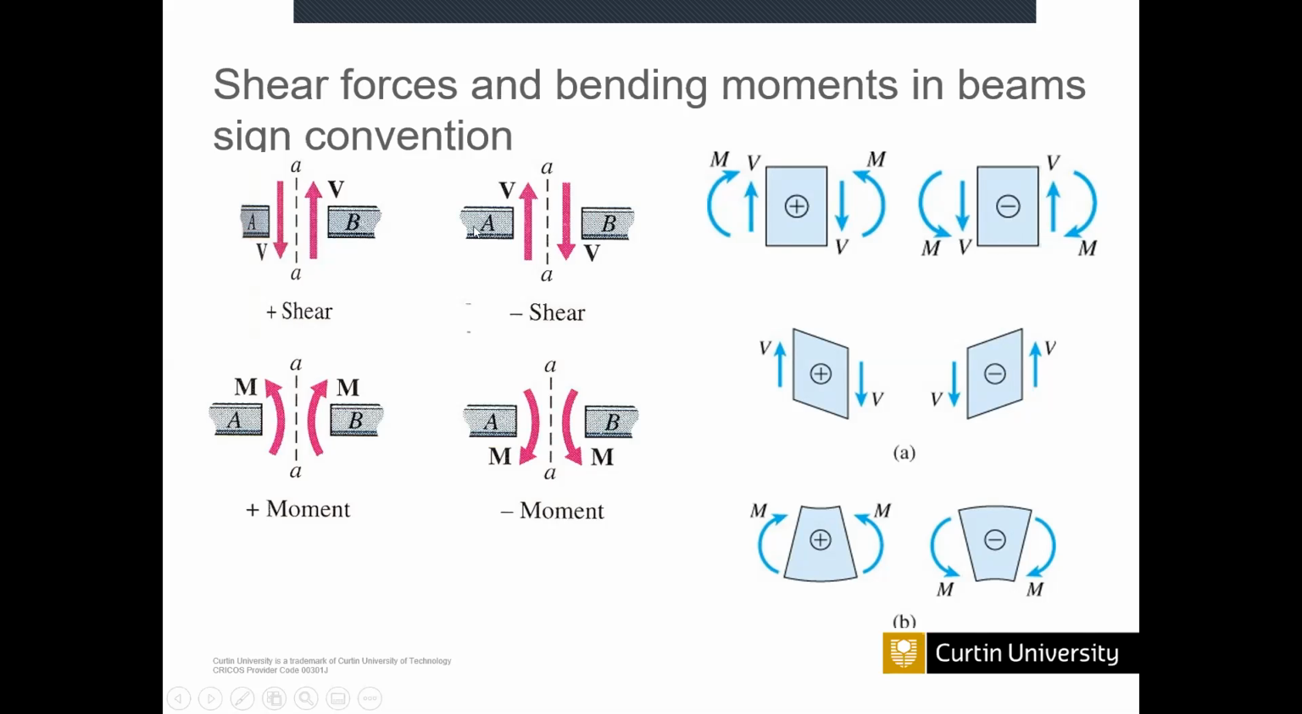So take one particular column and separate it into two virtual parts; you can see this is a cross section. On this side the shear will be downward, on this side upward, so we call this positive. If the left side is upward and the right side downward, it is negative shear. This kind of separation is positive bending moment, and this kind is negative bending moment. This is the sign convention. You should know this thing; I just remind you of it.